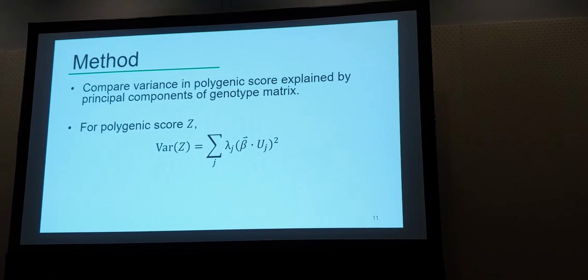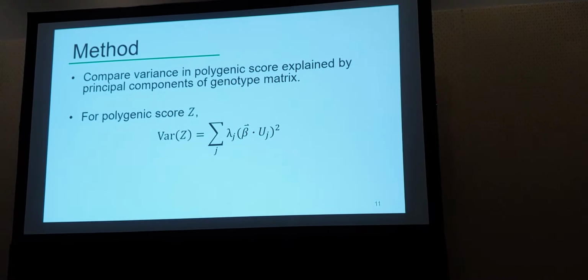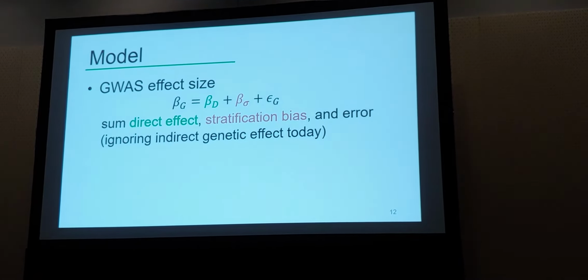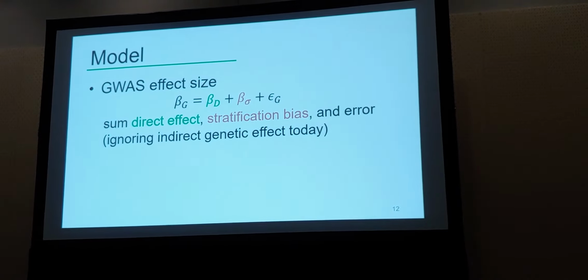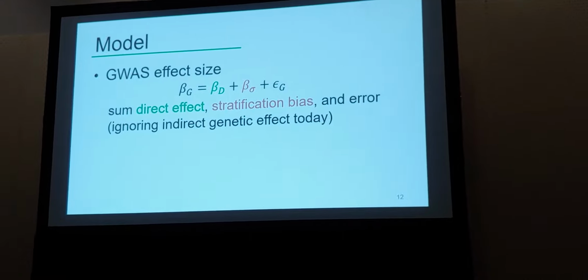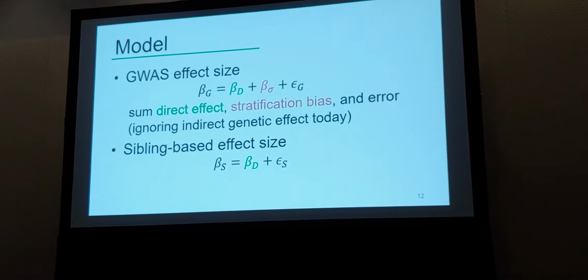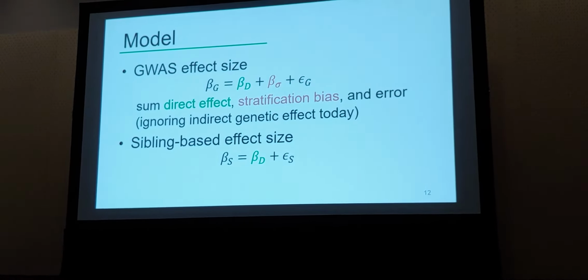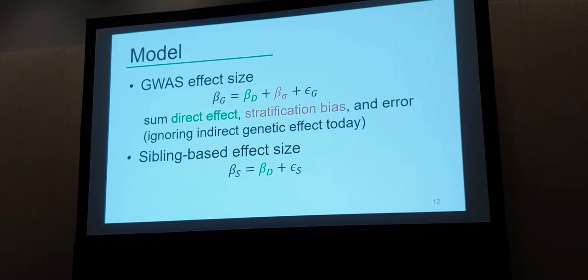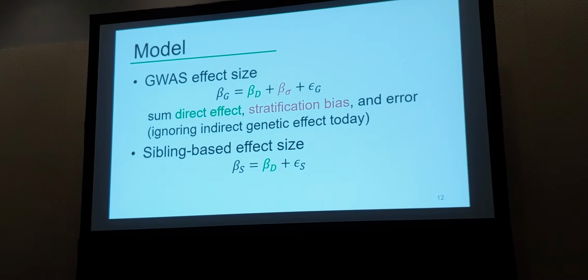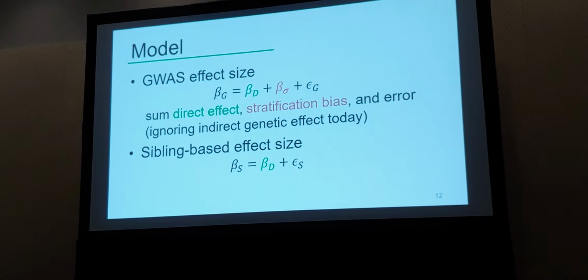Once you do that, and once you think about effect sizes, we can then think about modeling the effect sizes. Our model is going to be very simple. We're going to think of the GWAS effect sizes as being the sum of some direct effect plus some stratification bias and some measurement error. Whereas the sibling-based effect sizes, I've argued, are robust to stratification, so we'll think of them as just the direct effect plus an error, a different error. Once we have this, we can start doing estimation and hypothesis testing by plugging it into that previous variance breakdown.